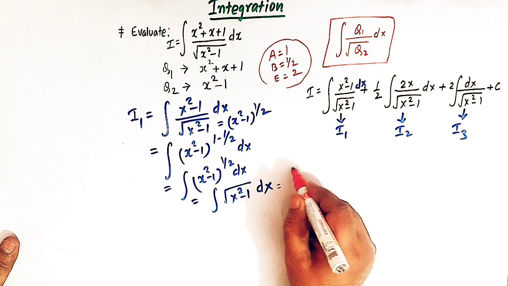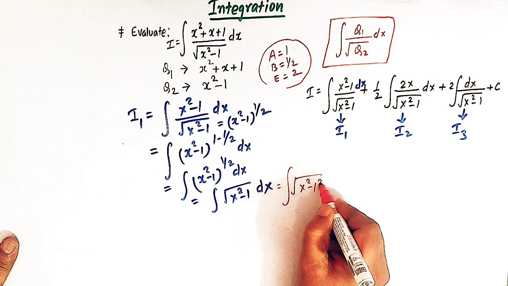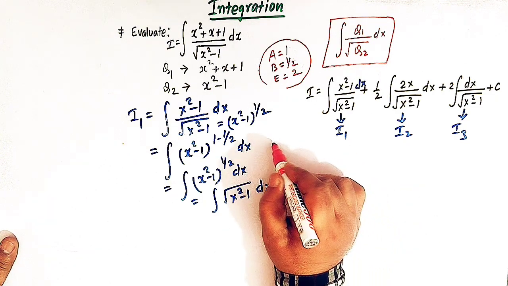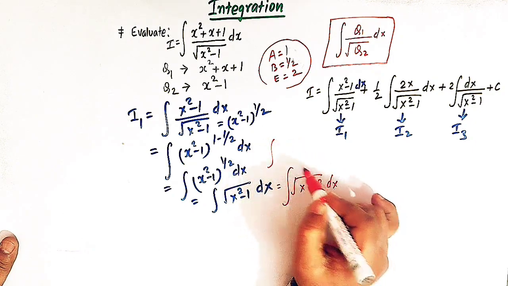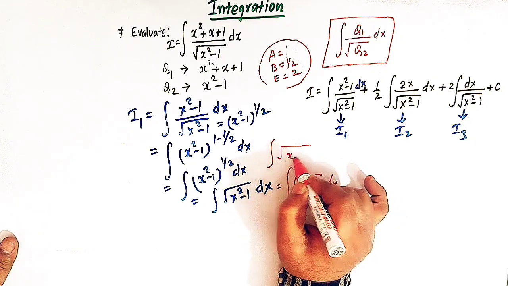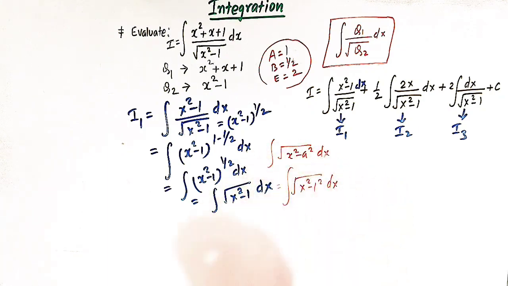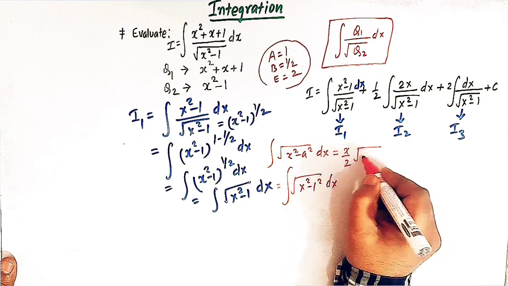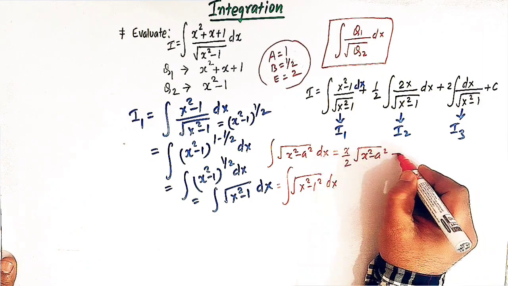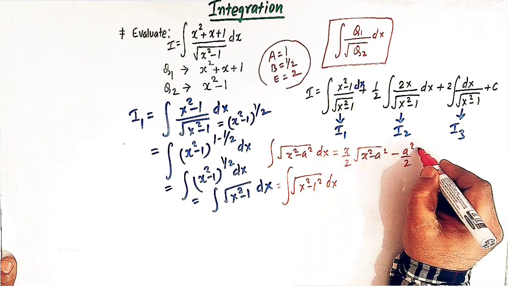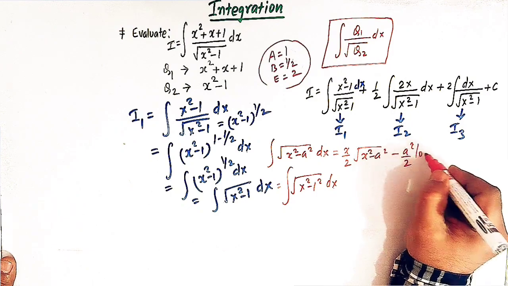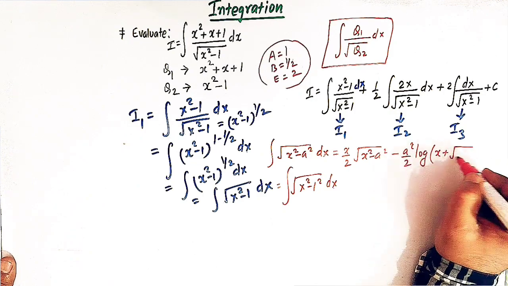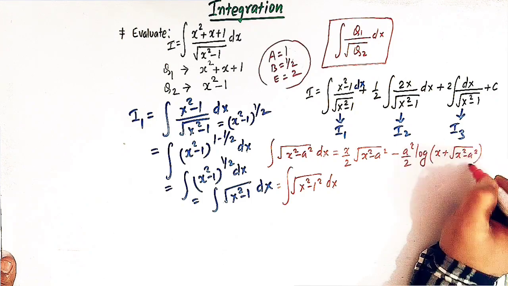So now this integral is of the form square root of x square minus 1 square dx, and here we can apply a standard result. The result goes like this: the integral of square root of x square minus a square dx is equal to x over 2 square root of x square minus a square, then minus a square by 2, and here we have a term containing the natural log, x plus square root of x square minus a square, right?